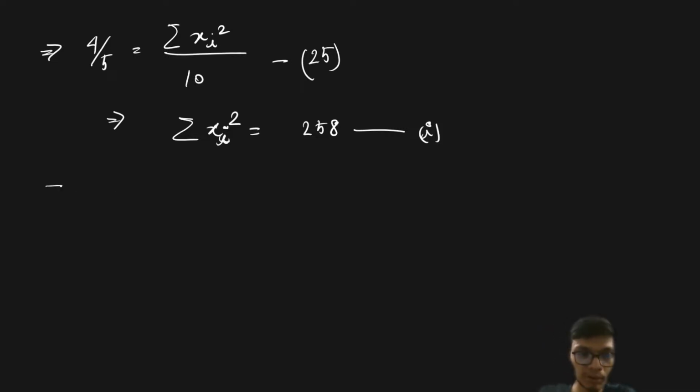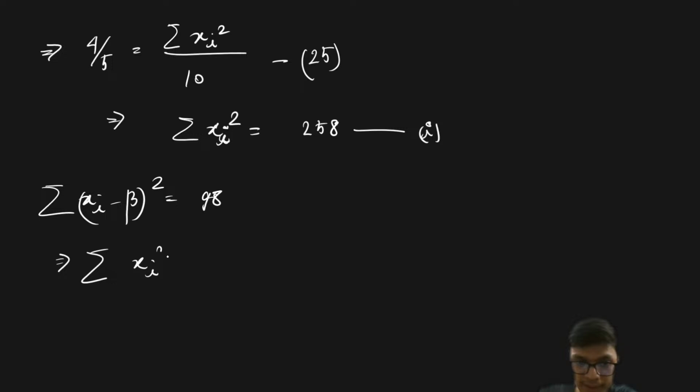Now it is mentioned in the problem that summation of xi minus beta whole square is equal to 98, right? So from here I can write this simply as sigma of xi square minus 2 times xi into beta plus beta square. That is my expression, and that is equal to 98, right?